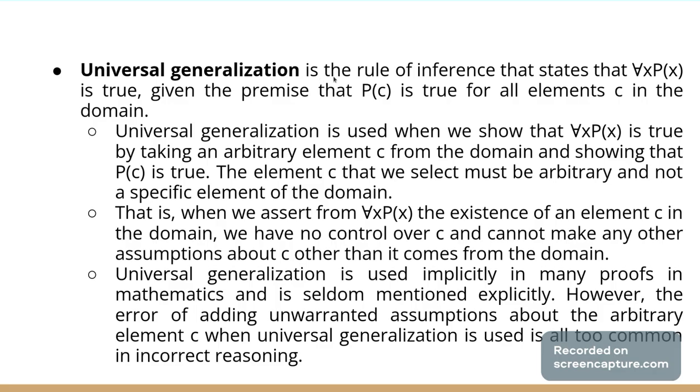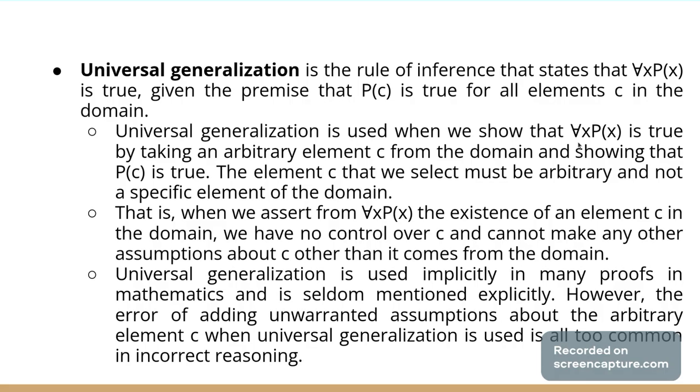Okay, this is the rule of inference that states that for all x, P of x is true, given the premise that P of C is true for all elements C in the domain. That is, we are saying that if we have the generalization for all x, P of x is true, then if we take any arbitrary element from the domain x, then P of C must be true. Okay, that is what we are saying.